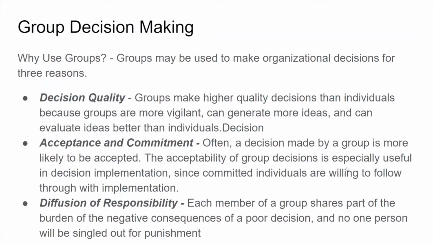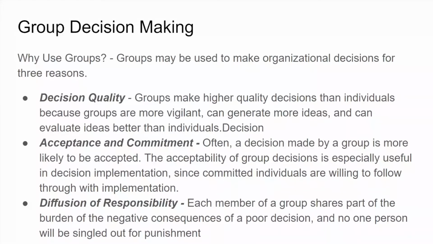So I just fleshed out these a little bit more here on these coming slides, where we look at decision quality. Groups certainly make higher quality decisions than individuals because groups are more vigilant, can generate more ideas, and can evaluate ideas better than individuals. They can also bring better acceptance and commitment.